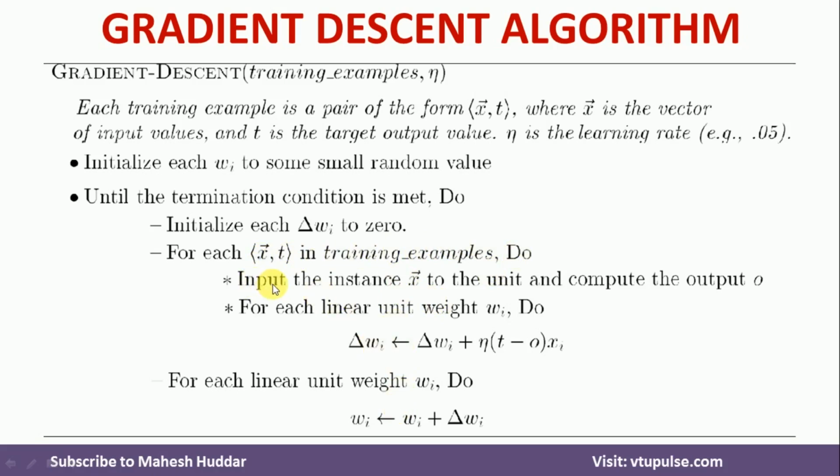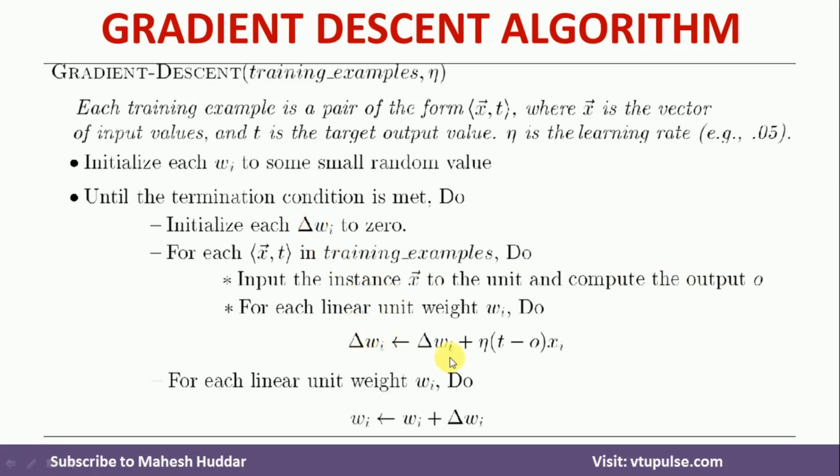In the first step, input the instance x vector to the unit and compute the output. So whatever the instance we have, that will be given as an input to the unit, that is a computational unit, and then we will compute the output o. That is, the output in this case is the linear combination of weights and the input instance. Once you calculate the output, we will find out what is the error, and that error is used to modify or find out the value of delta Wi.